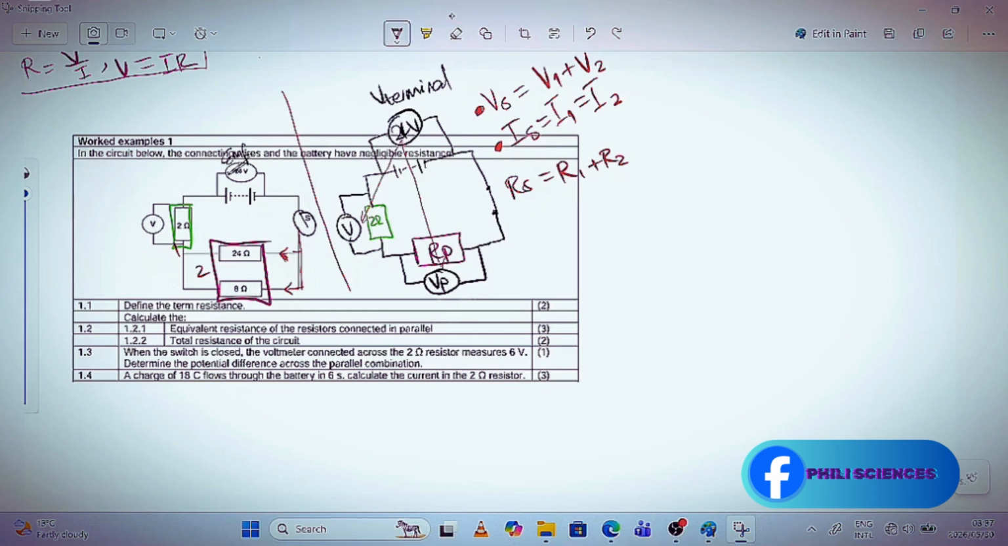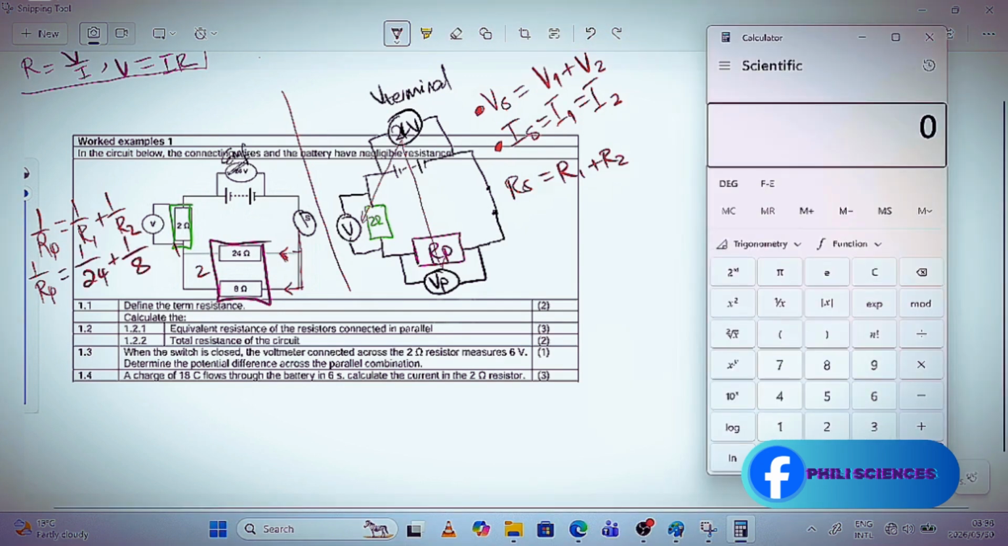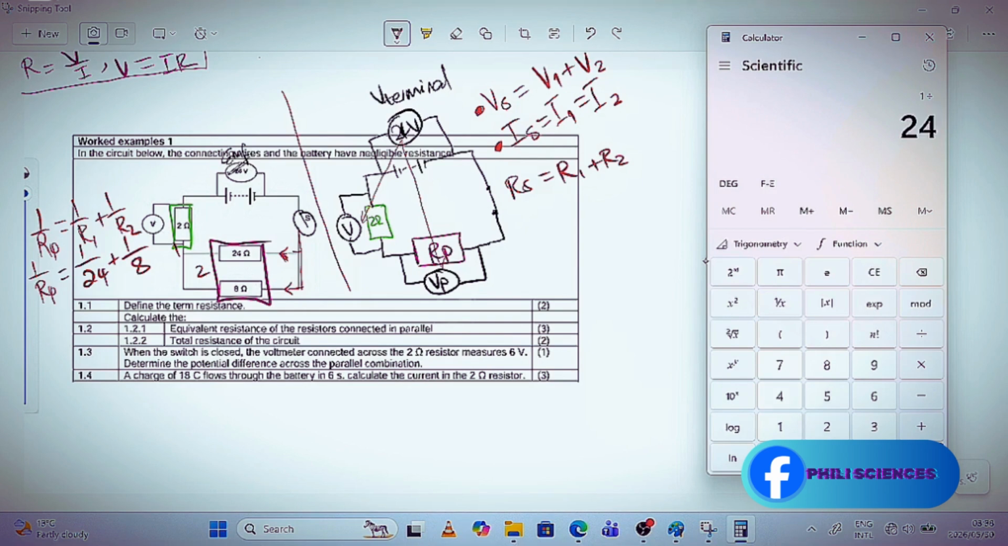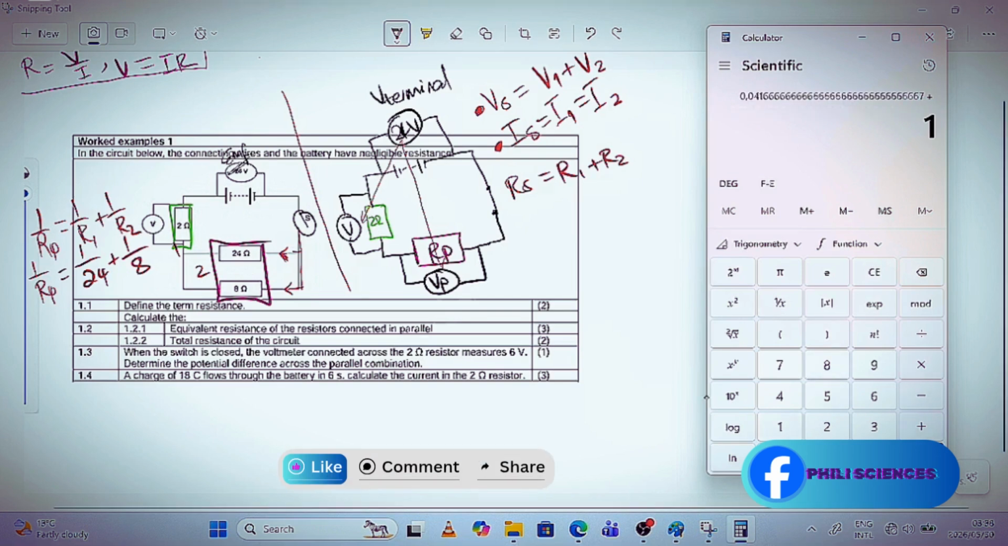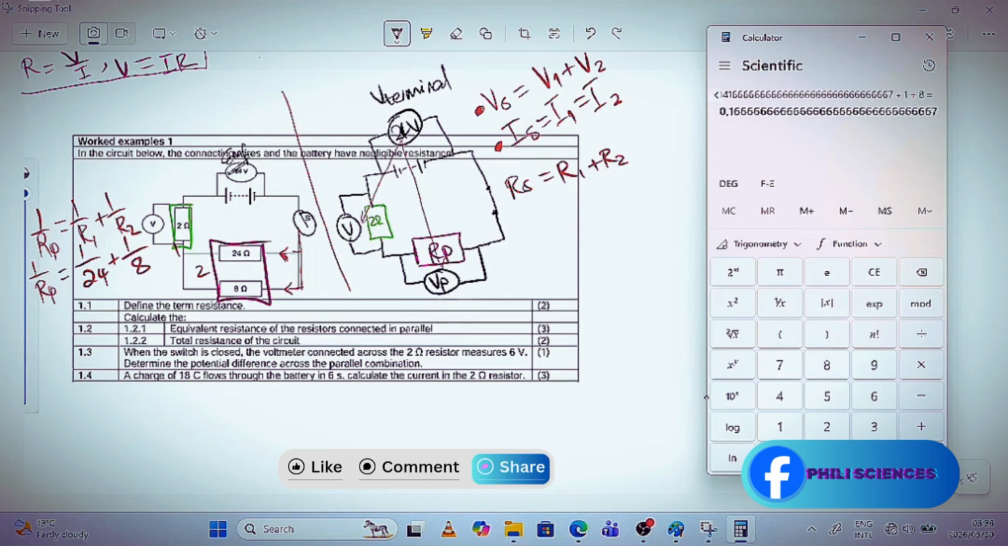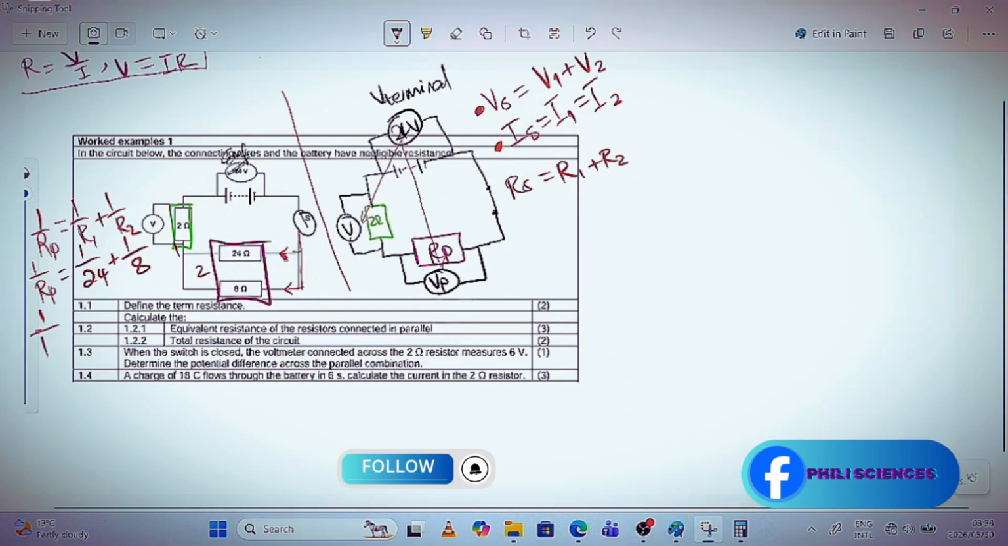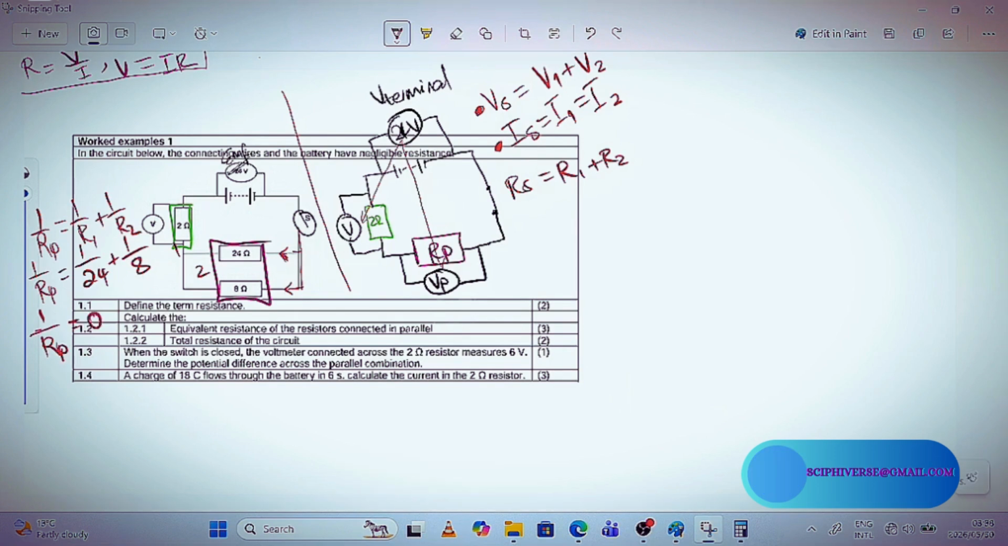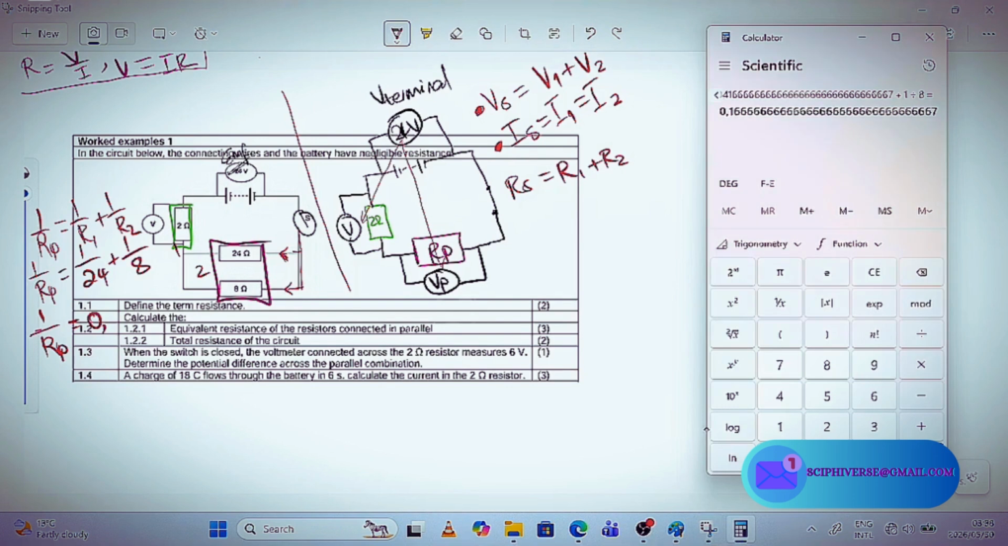So we're going to say 1 over R parallel will be equal to 1 over R1 plus 1 over R2, and then we substitute. For R1 we put 24, so it's 1 over 24 plus 1 over 8. Punch 1 over 24 on your calculator, giving us 0.04167, and then we add this to 1 over 8, so 1 over RP will give us 0.167.